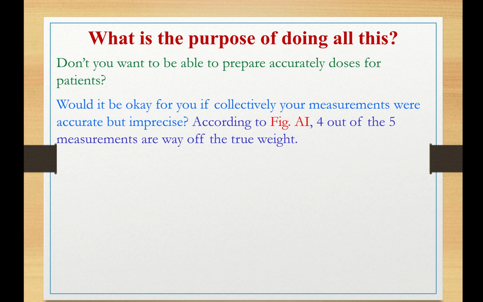Why do we do this? Of course, we want to be able to prepare accurately doses for patients. And as we've seen, measurements that are collectively accurate but imprecise are not acceptable because it could just happen that most of the measurements are way off the true weight or the true mass of the drug.